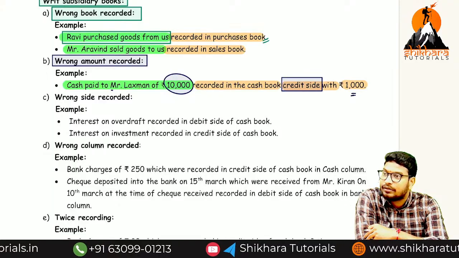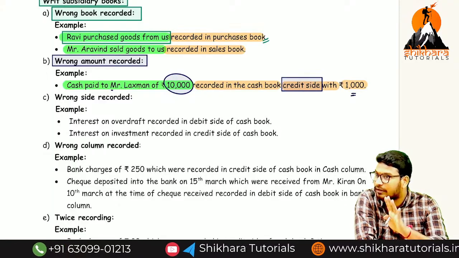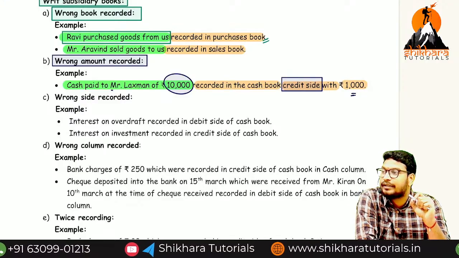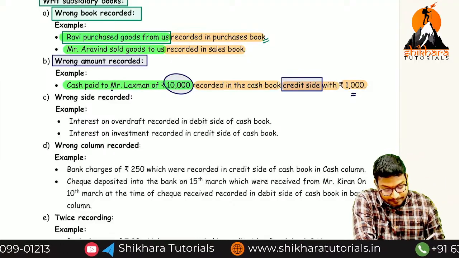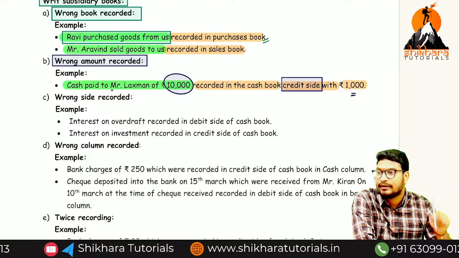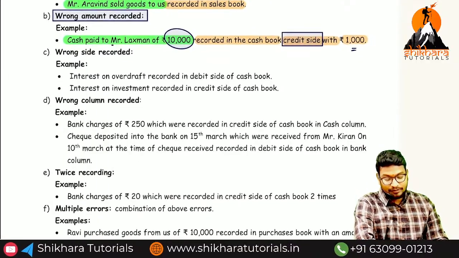Sales returns? Only one amount column. Bills receivable? Only one amount column. Bills payable also? Only one amount column. But when coming to the cash book, we have two sides, debit side and credit side. So here, side means they are making the mistake in only the cash book. Try to understand this; this understanding is more important.